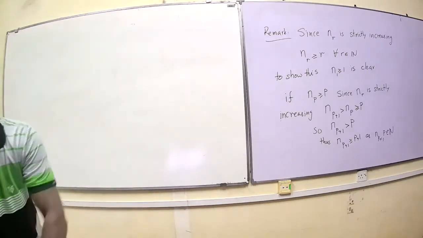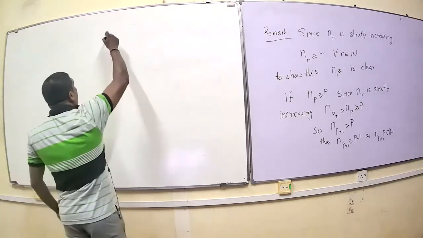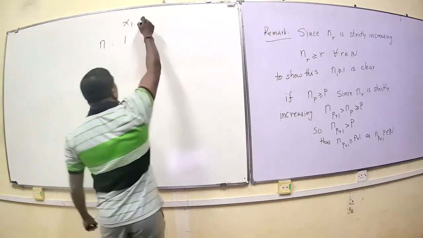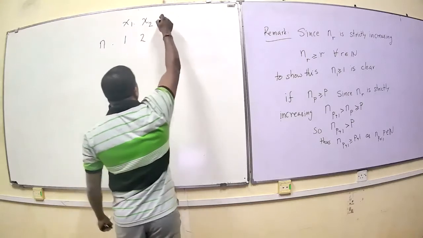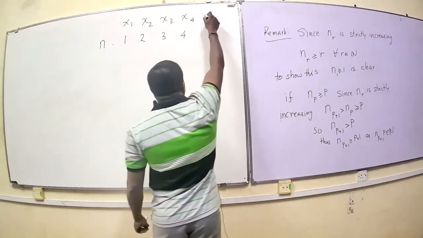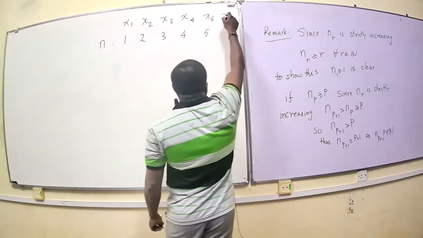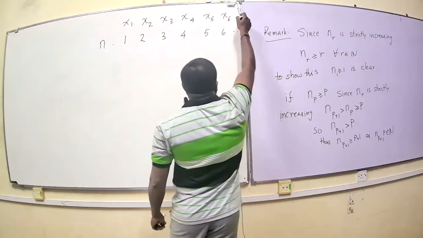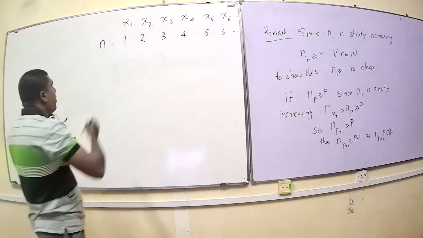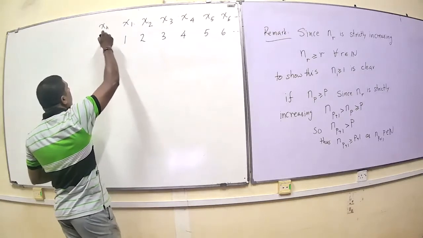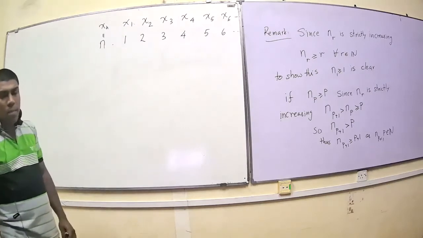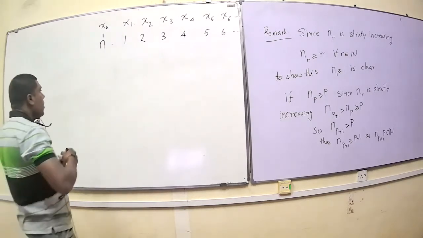So let us say this sequence, the sequence n. So x1 is 1, x2 is 2, x3 is 3, x4 is 4, x5 is 5, x6 is 6, and you keep on writing the sequence like this, right? So if your xn is equal to n, then your x1 is 1, x2 is 2, x3 is 3, and so on. Right? So now you remember, you pick a subsequence.